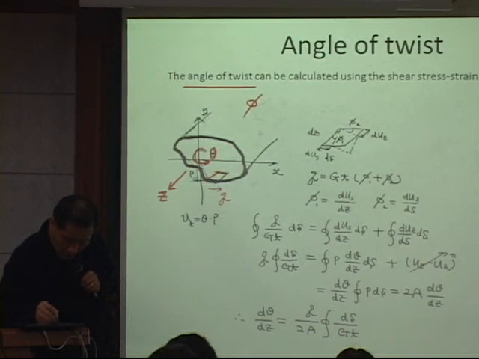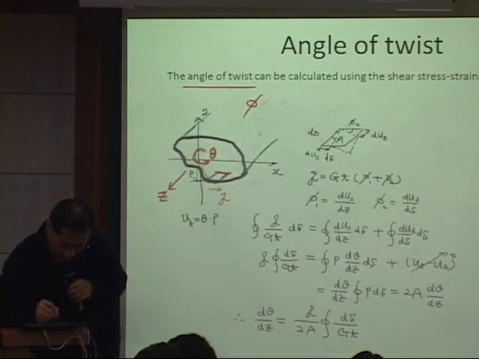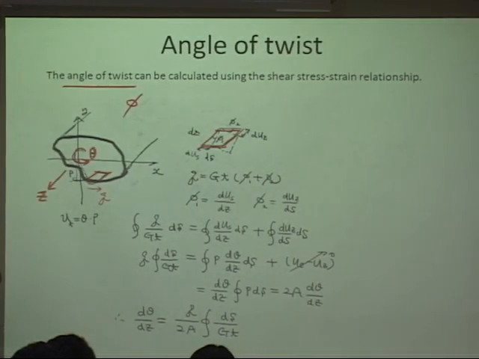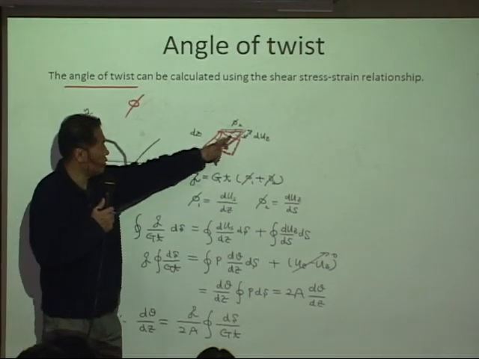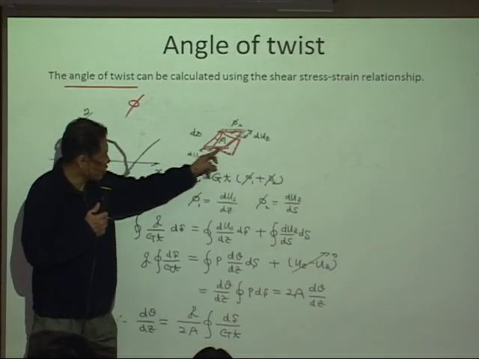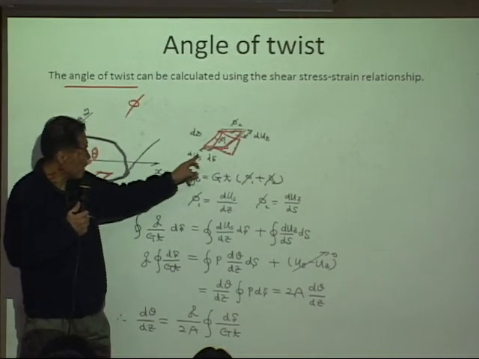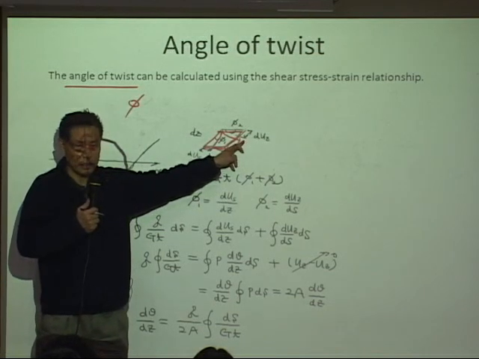And let's take a look at this small area, okay? This is before deformation, and this one will deform like that because of this shear flow. And we have two angle changes: one is phi 1 and the other one is phi 2. In this way we have the tangential displacement, and this way we have the z-directional displacement.